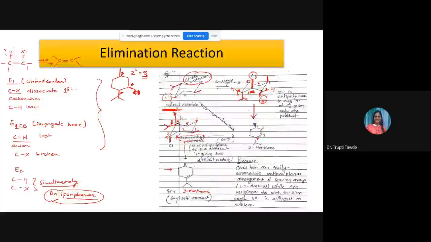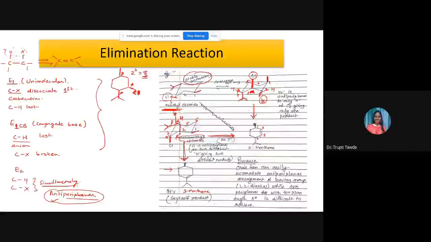Okay, and look at the beta dash, is it having a proton which is anti to chlorine? Yes, this is also having. So here also proton loss is possible. Therefore, I'm ending up with how many products? Two different products. But if the bond, the double bond, forms between second and third, I'm going to get the same product which I'm getting from the menthyl chloride, right? So I'm getting two products here, one is 2-menthene and one is 3-menthene.